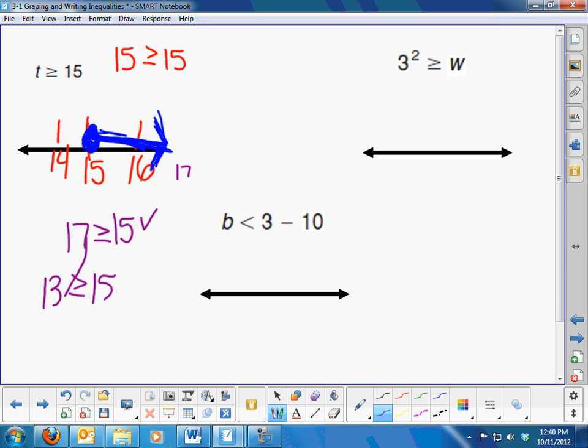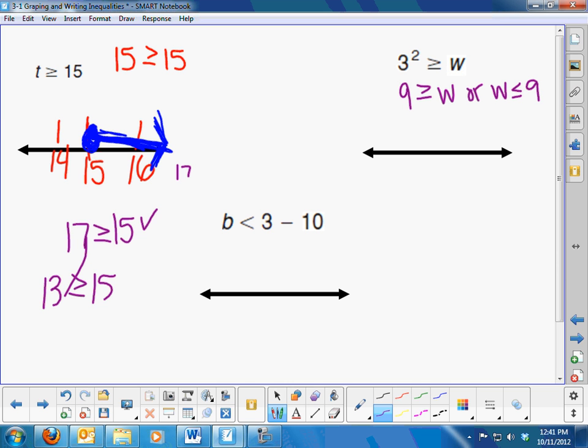3 squared is greater than or equal to w. Well, I know that 3 squared is just simply 9, so I have 9 is greater than or equal to w. Now if I want to rewrite that with the variable on the left-hand side, just because to me it makes it easier, this would be w is what? Is w less than or equal to 9. Now that's hard for a lot of students to figure out how to write that.